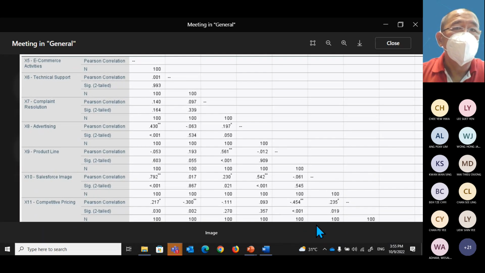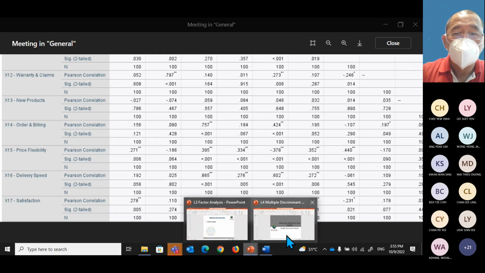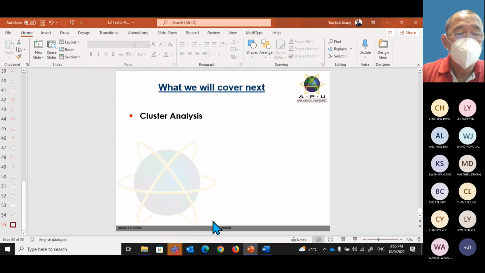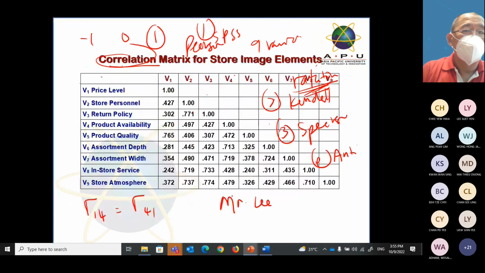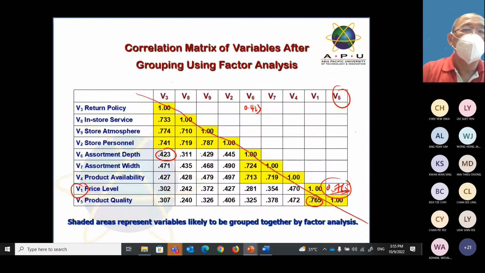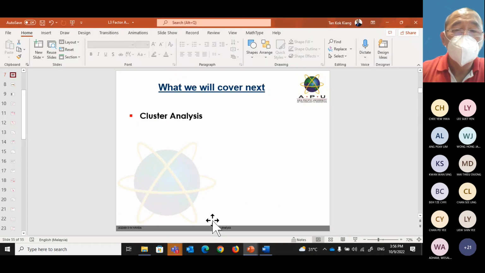You can get this, but they did not do the grouping. Yeah, I can't find the grouping. You can get this one, but not this one. They just show everything, but not the grouping. They did not group the high correlation together.